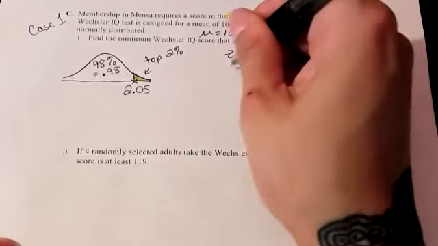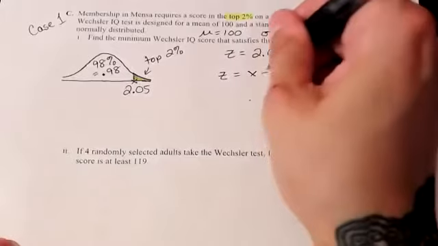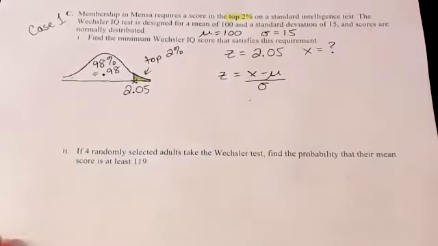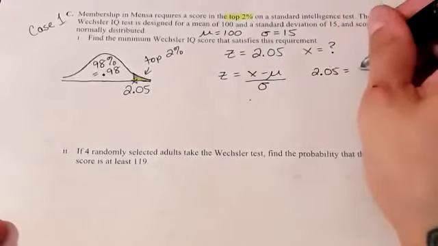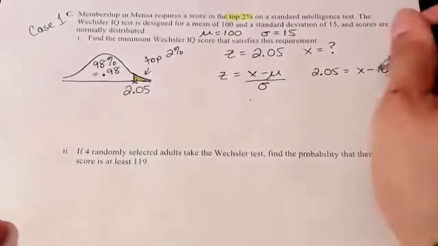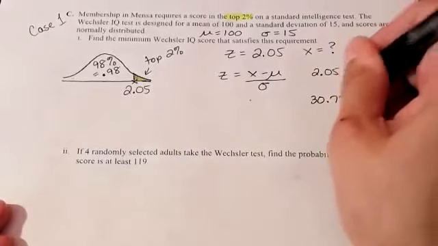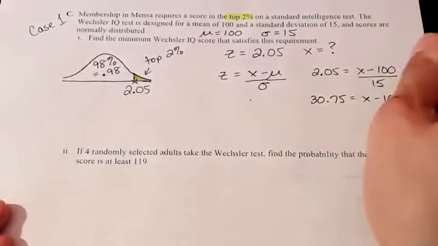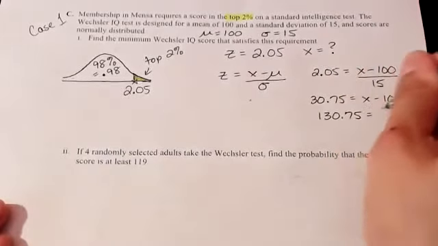Okay, so we're going to use our traditional Z-score formula. Z is equal to X minus mu over the standard deviation. So we have 2.05, which is our Z-score, equal to X minus the mean, which is 100, divided by the standard deviation, which is 15. We're going to solve this. We multiply both sides by 15. That gives me 30.75 equal to X minus 100. Add the 100 over, and we get 130.75 equal to X.